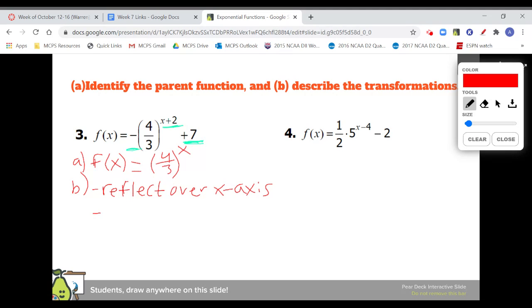Then I'm looking at the exponent that says x plus 2. Okay, that's going to be a horizontal shift, opposite day in the exponent. So this is going to translate 2 units to the left.